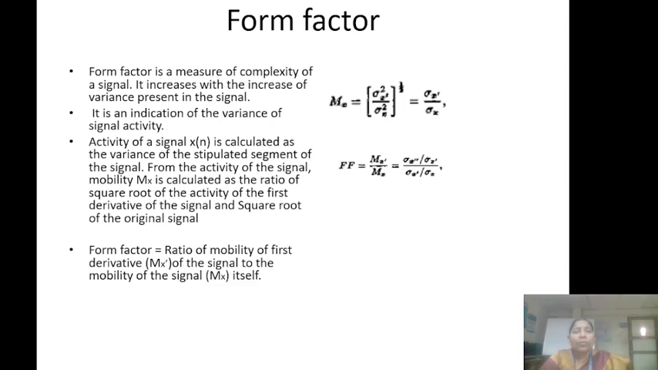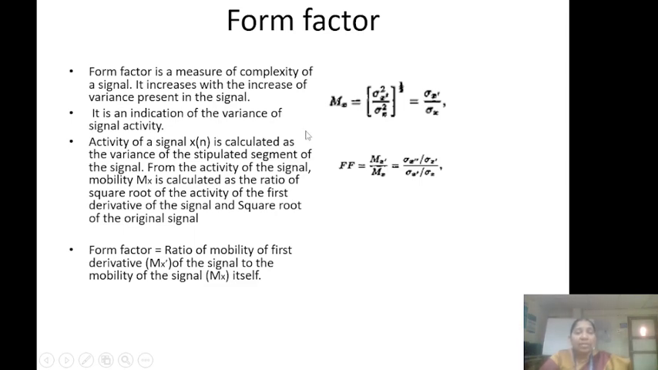Now, how to calculate the form factor. It is calculated using the formula mx dash divided by mx, which is the mobility of the first derivative relative to the mobility of the signal itself. The form factor is an indication of the variance of signal activity. That is called form factor.